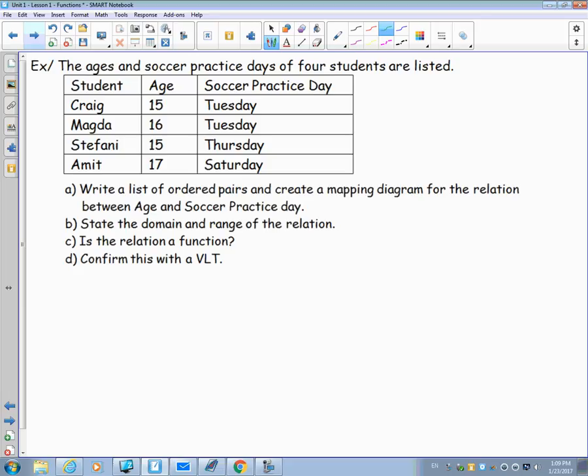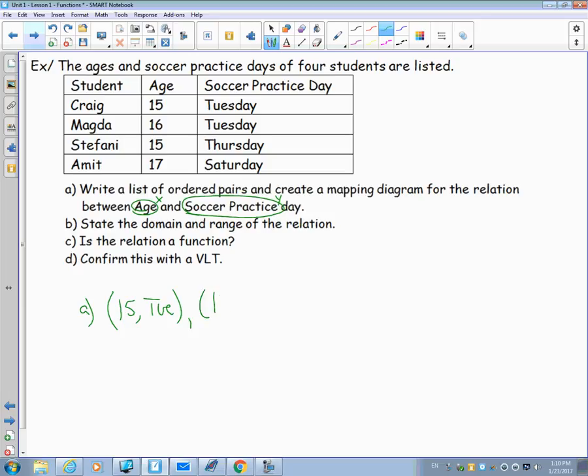So I want to write a list of ordered pairs and create a mapping diagram between age and soccer. So age will be my X, soccer will be my Y. So what ordered pairs do we have? Well, the first age, they're 15, and the day they practice is Tuesday. There's a pair that go together. There's some sort of relationship here. Maybe there's a function, we don't know yet.